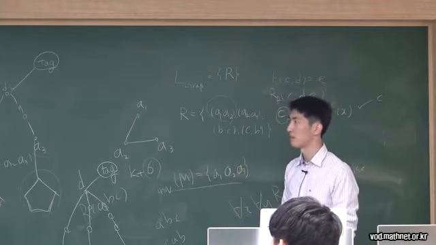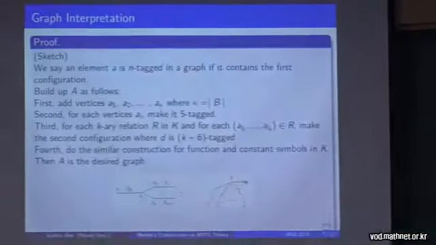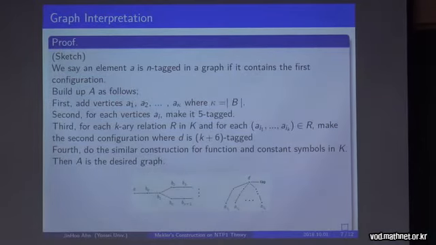So this is the graph interpretation theorem. You can make a code, a graphical form, from any structure, anything.